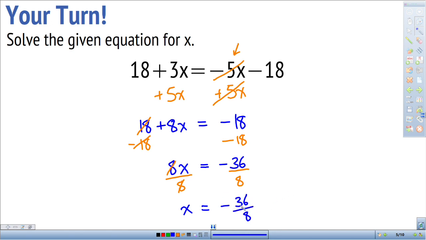Okay, now we can reduce this fraction a little bit. I'm just going to write it up here. So x is equal to, now the biggest number that goes into both is 4. So you can divide the top and the bottom by 4. So you're left with negative 9 over 2. So again, hopefully you remove the lower variable term, leaving you with just an equation with one variable on one side, and then go through the inverse operations. Sometimes you need to reduce your fraction.